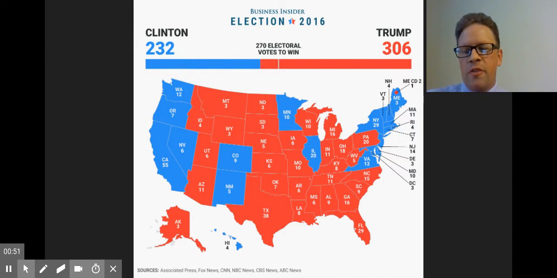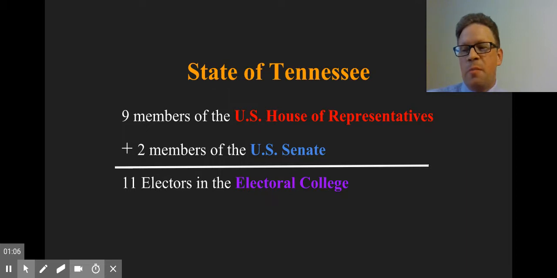for their meeting on the first Monday after the second Wednesday in December after the presidential election, where they will actually cast their votes. Under the original provisions of the Constitution, each state would have as many electors as it had members in Congress. So, great state of Tennessee, we have 9 people in the U.S. House of Representatives. We have 2 people in the U.S. Senate. So, therefore, 11 electors, people, will be chosen as our representatives to pick the president and vice president.